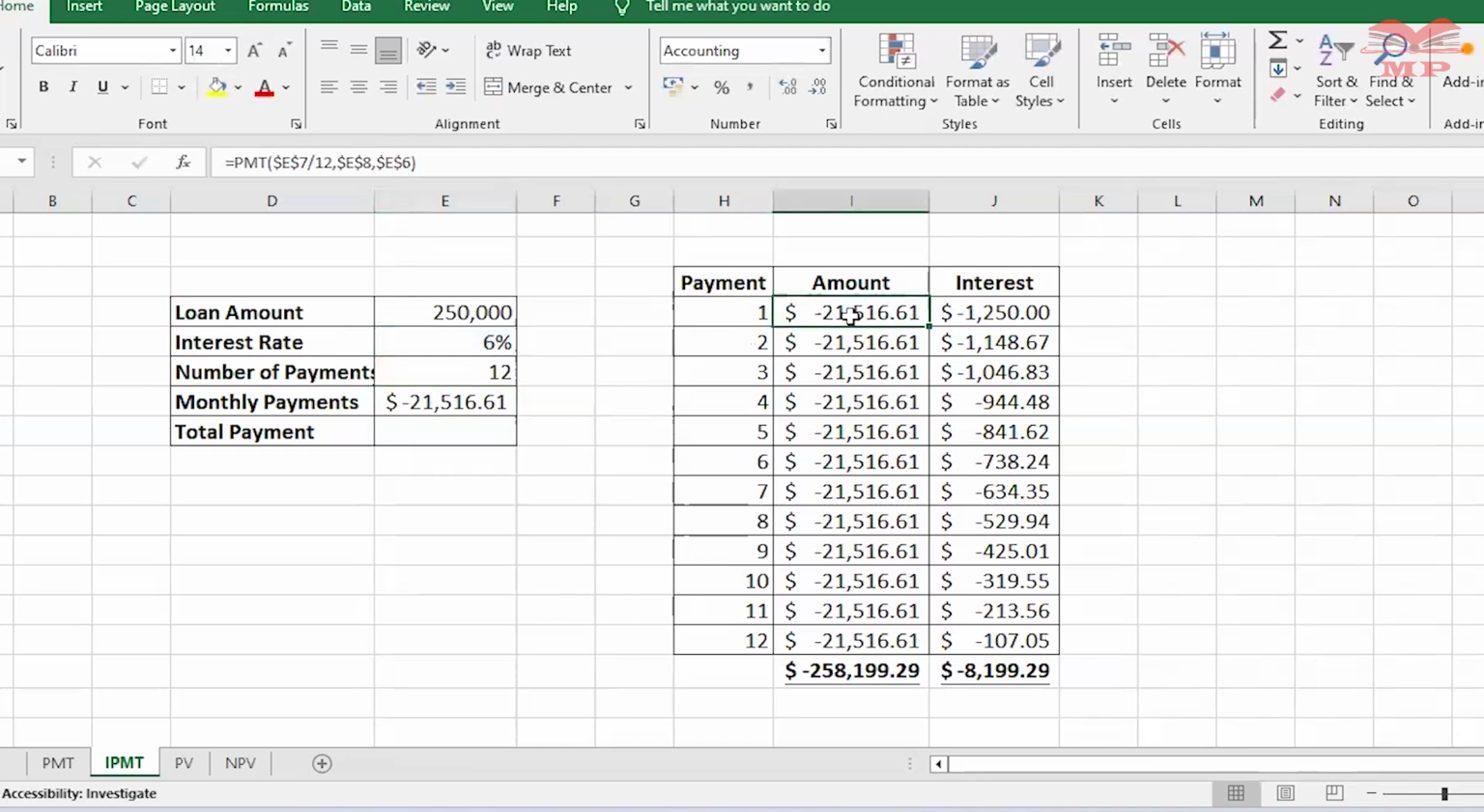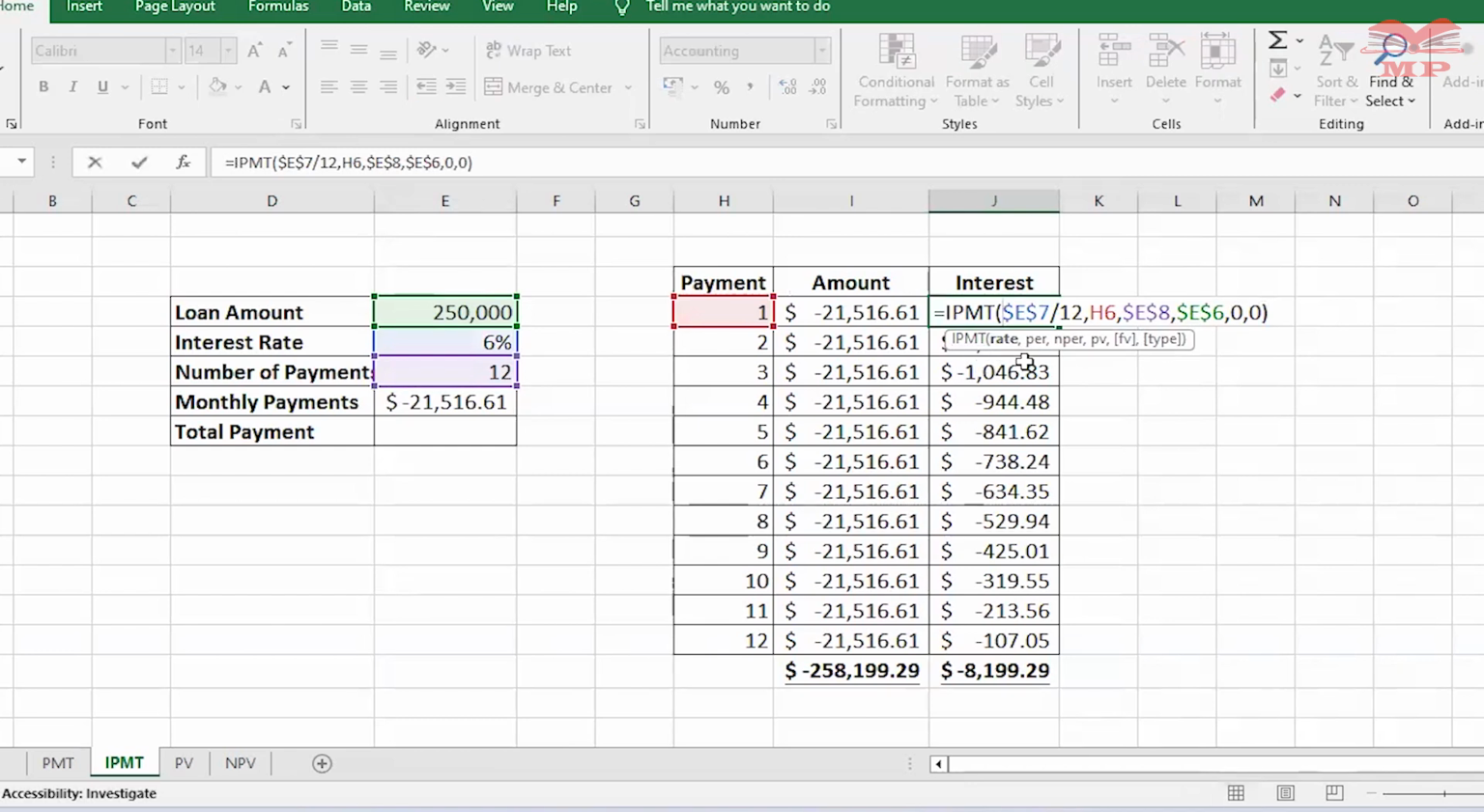But the question is, out of this 21,516, how much of it is the interest? That is where this IPMT function comes in. If you look at it, it looks almost the same. The parameters that go into it are almost the same, except for one here, which we call the period. So we have the rate, the period, the number of periods, then the present value.